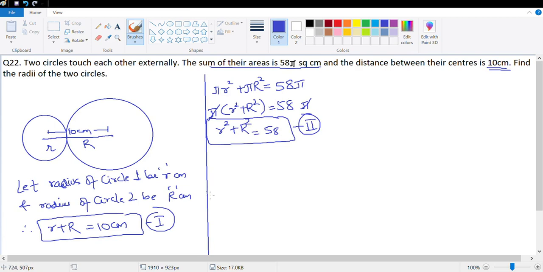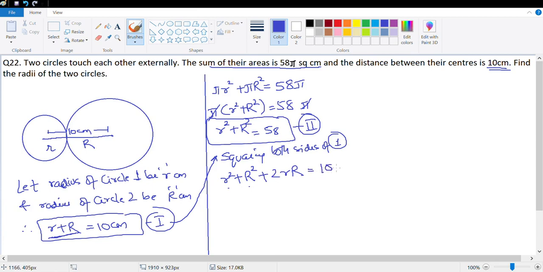Let's look at how we reach from here to here, because I know the value of r plus R. If I remember correctly, in my chapter on expansions, I can square both the sides of 1. Let's see how it will help us. Okay, so squaring both sides of 1, I get r square plus R square plus 2 small r capital R, right? This is x plus y whole square is x square plus y square plus 2xy, is equal to 10 square, which is 100.